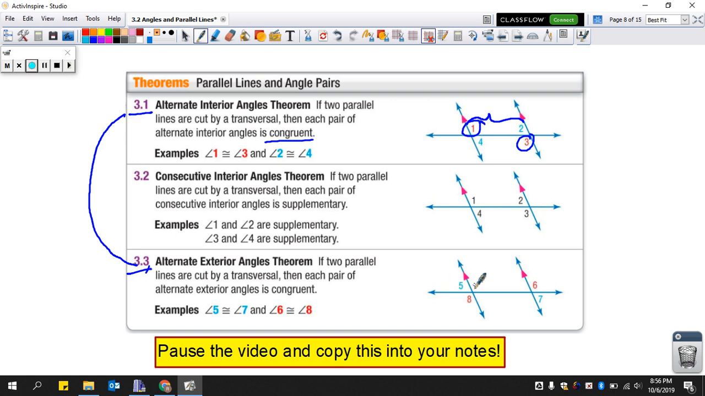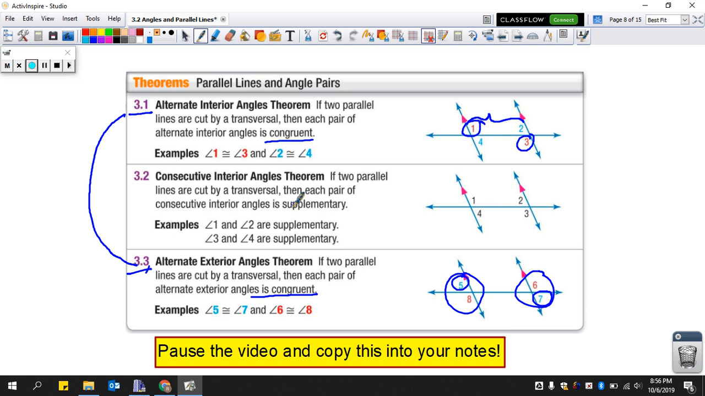Along the same lines, alternate exterior, they're on the outside of the parallel lines, but they're on opposite sides of the transversal. So that makes them alternate, and alternate exterior angles are also congruent, which means they have the same measure.